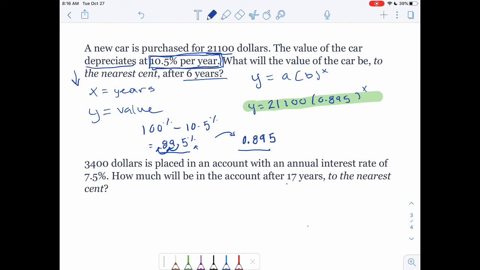And to figure out how much the car is worth after 6 years, we're going to plug a 6 in for X. We put that in the calculator and see that after 6 years, our car is worth $10,844.78. It told me to round to the nearest cent, so I went out 2 decimal places because that's how far out cents go.